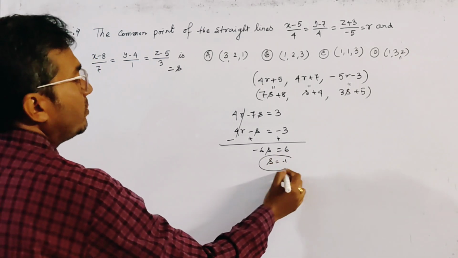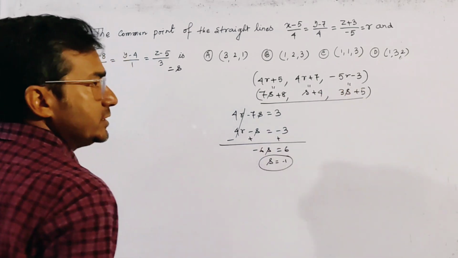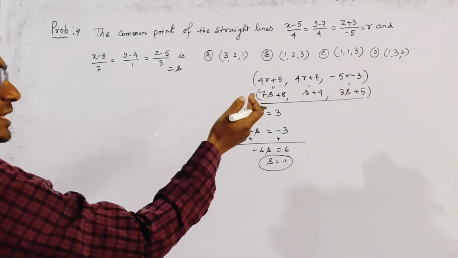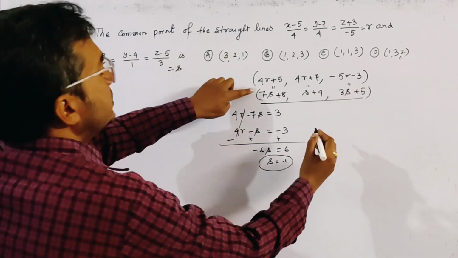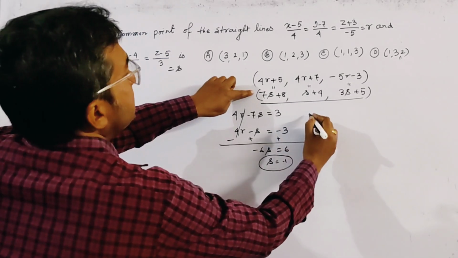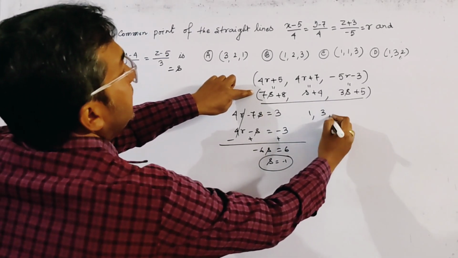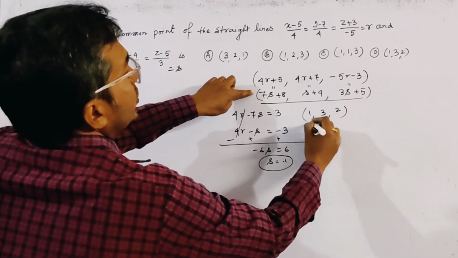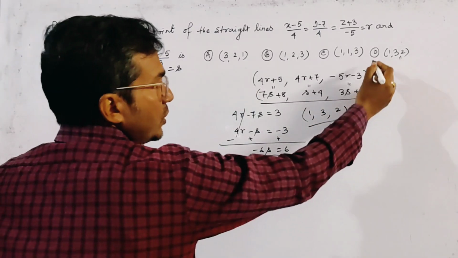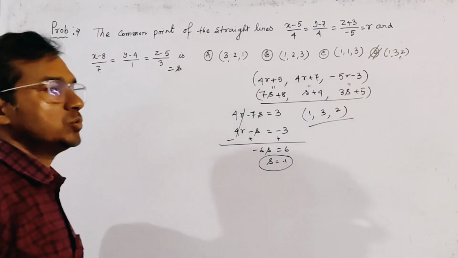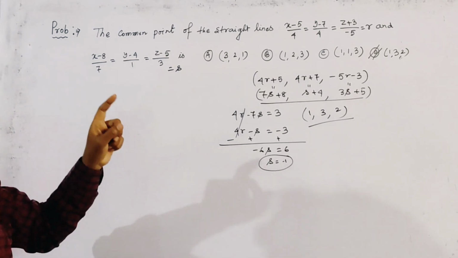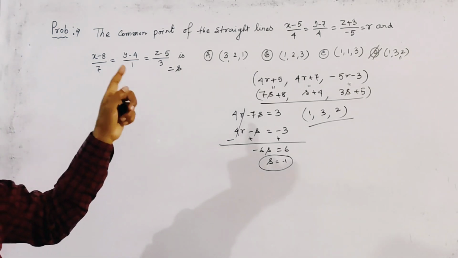Now putting the value of s in the second point, we get very easily the point of intersection, which is given by minus 7 plus 8, this is 1, this is 3, and this is clearly 2. So our answer is option number D, 1, 3, 2. Very easy problem of 3 dimension geometry straight line.